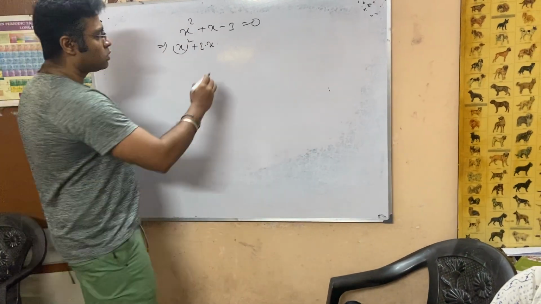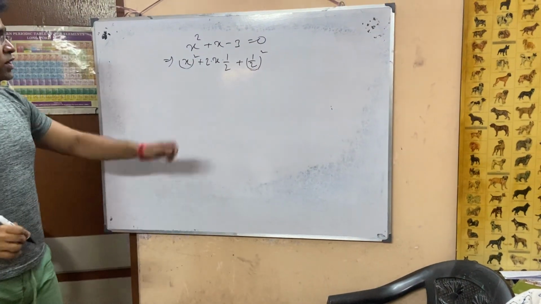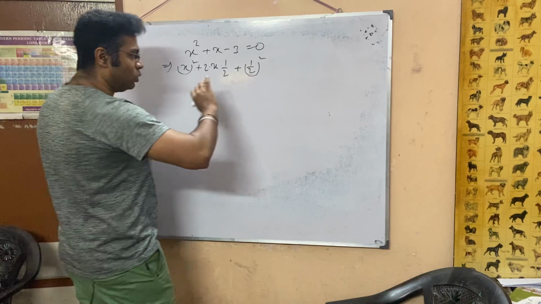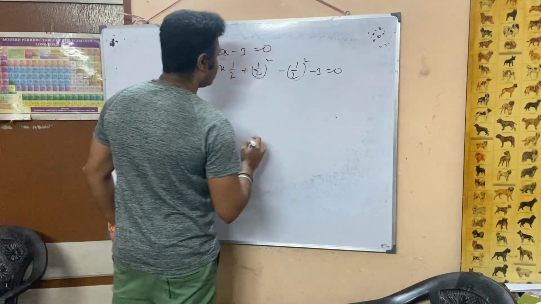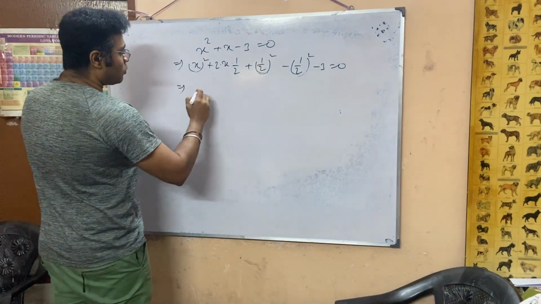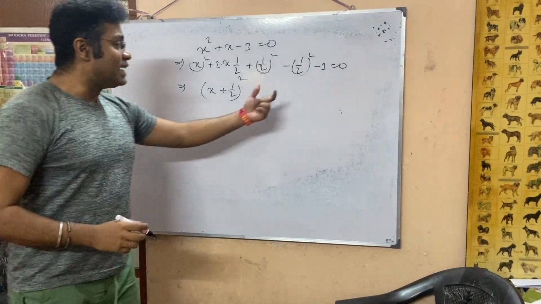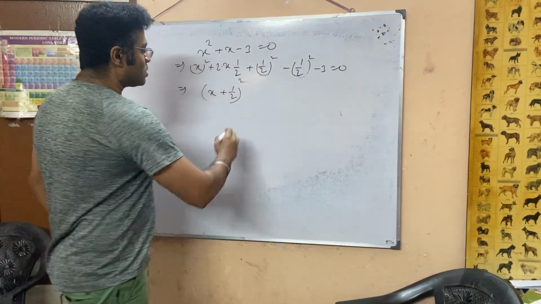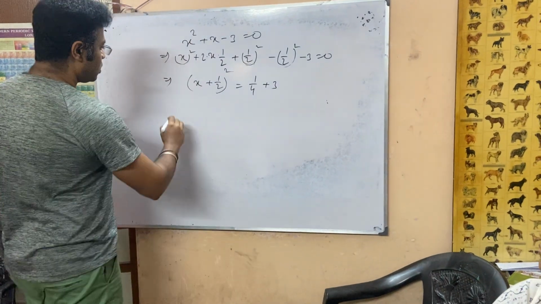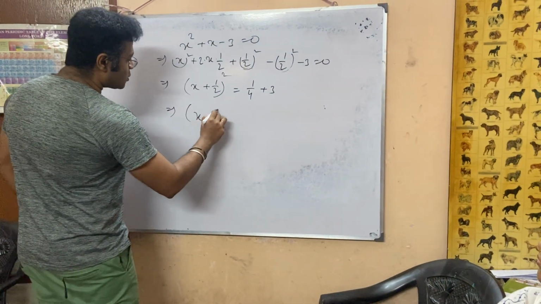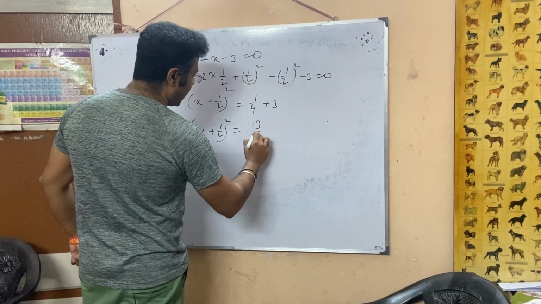1 by 2, plus 1 by 2 square, which is not there in the sum. So I have to balance it, so I have to subtract it. Right? So this part I have got x plus half whole square. And I'll shift this part to the RHS. So I'll get 1 by 4 plus 3. So it's x plus half whole square equal to, 4 is 12 plus 1, 13 by 4.